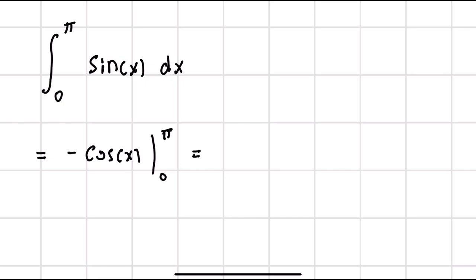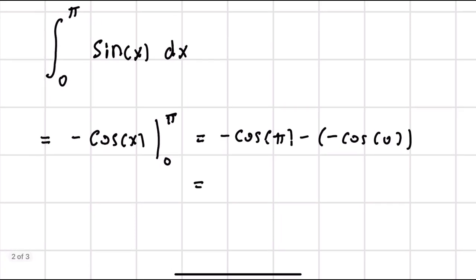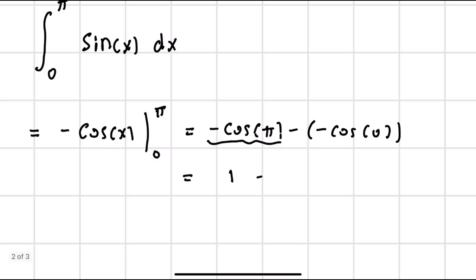So this is equal to minus cosine pi minus minus cosine 0. And now let's evaluate everything. So minus cosine pi is equal to 1. And then we have minus cosine 0, which is equal to minus 1. And this gives us 2 as the final answer.